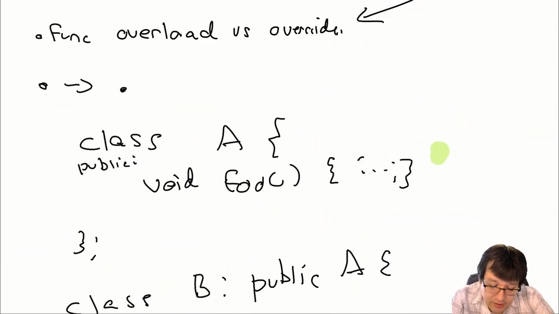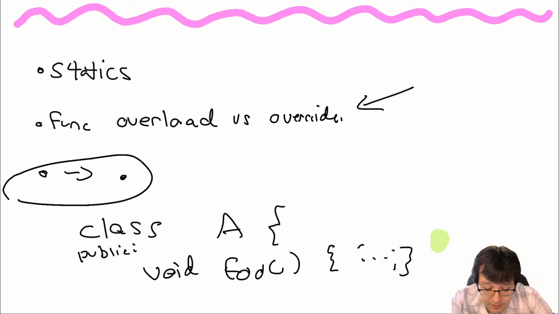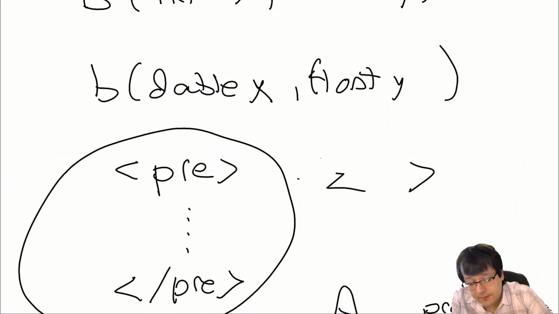Okay. So anyways, this is overloading versus overwriting. And then we needed to know the arrow versus the dot. Let's do that next, and then we'll do statics, okay?